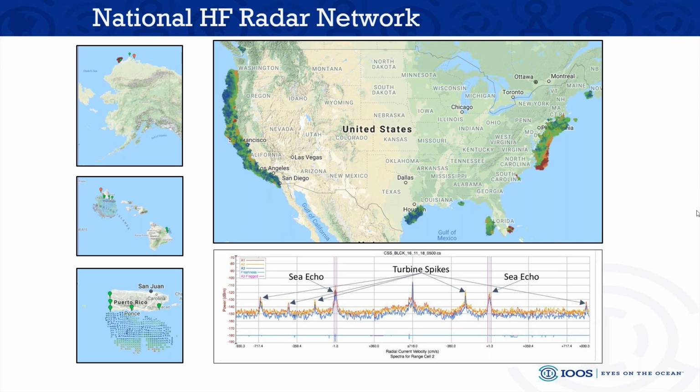High frequency coastal radars are a critical component of our overall observing system, and the slide shows the current configuration of our network. They're the only instrument capable of making both high resolution spatial and temporal observations of the surface currents over the continental shelf. And currently we have about 150 stations.